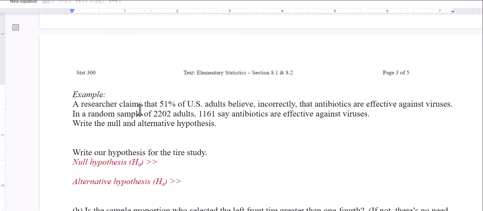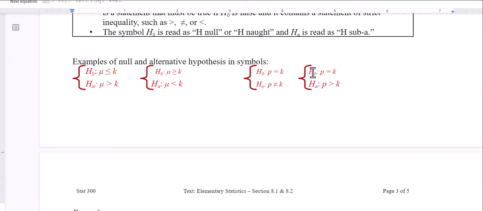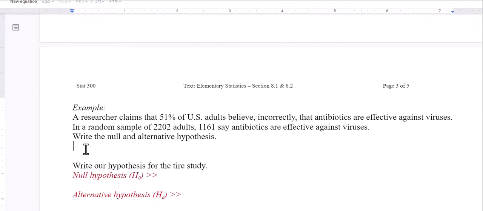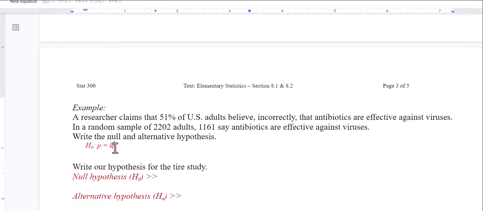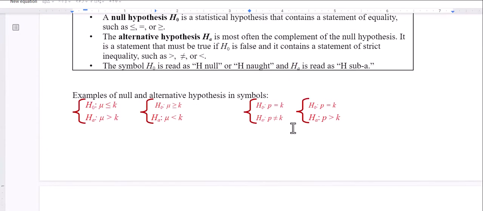So let's try an example. A researcher claims that 51% of US adults believe incorrectly that antibiotics are effective against viruses. In a random sample of 2,202 adults, 1161 say antibiotics are effective against viruses. Write the null and alternative hypotheses. Since we're talking about percentages of people, we have a proportion. So I'm going to just copy one of these, just to have a little template in my symbols for the null and alternative. This is not necessarily what they are, but we're talking about P.